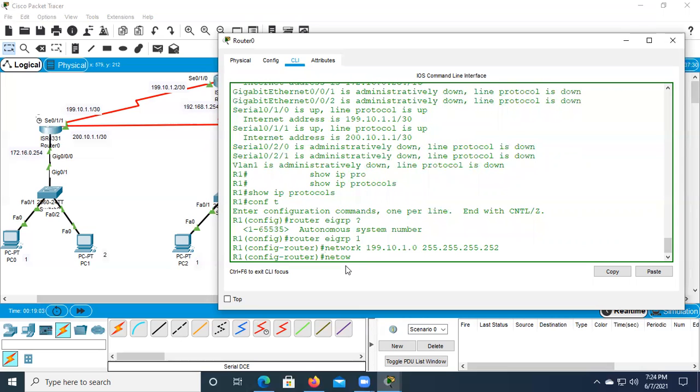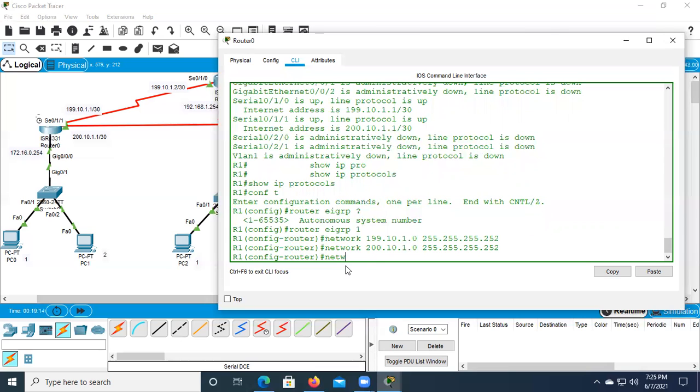Let me advertise the other serial WAN connection also. I will explain this. 200.10.1.0, 255.255.255.252. Then what is my LAN network? It is 172.16.0.0, which is class B. If I use the class B subnet mask, no problem, I can give. Even if I don't give it, it takes the default class B.